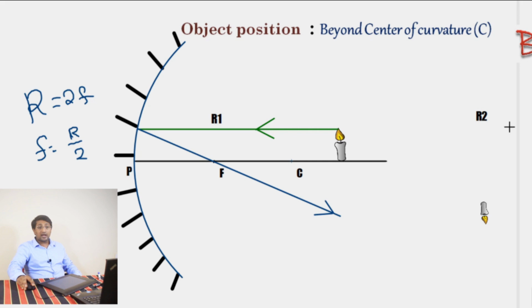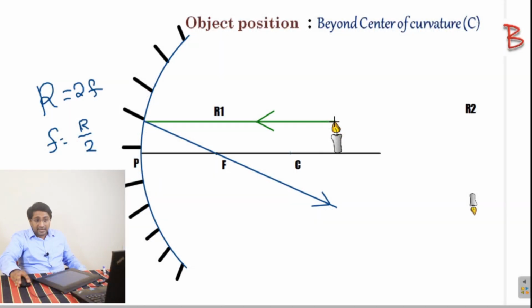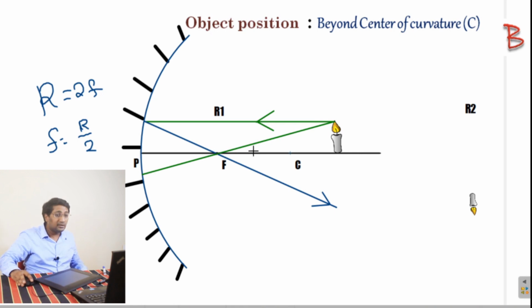Now let's go ahead and pick R2. R2 is the second line. Again, I'm picking the tip of the flame, and from there I'm going to have R2. The second representative ray, if you remember still, is the ray that passes through the focal point and is incident on the concave mirror. So it's passing through the focal point, and since it's traveling towards a mirror, my arrow direction will be towards it, and this is R2.